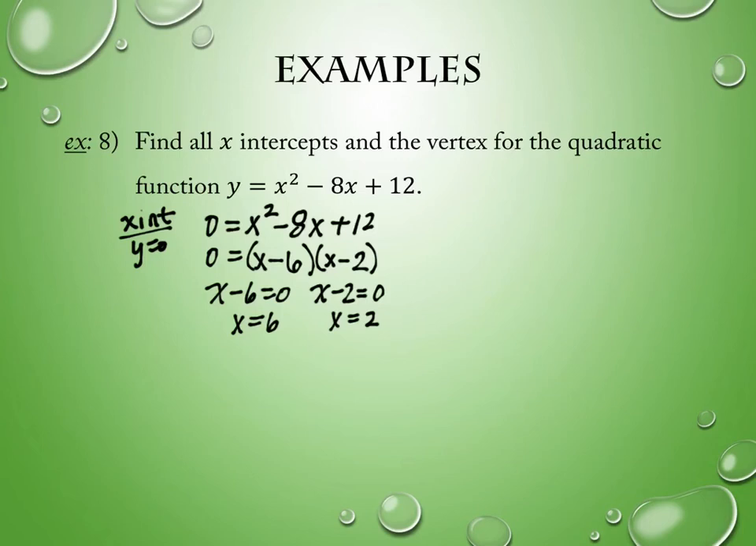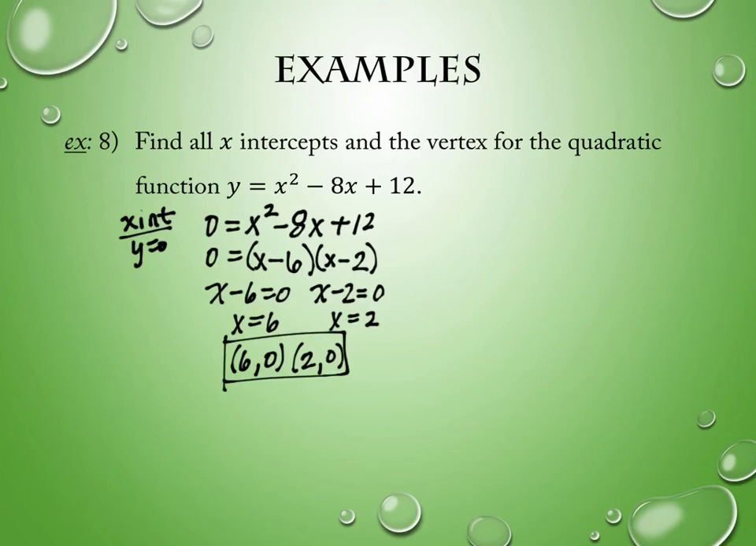When I'm asked specifically for zeros, I could leave it here and that would be fine. But this one says x-intercepts, and intercepts are points. So this is not negative 6, 0, but positive 6, 0, and 2, 0. So these would be my x-intercepts.